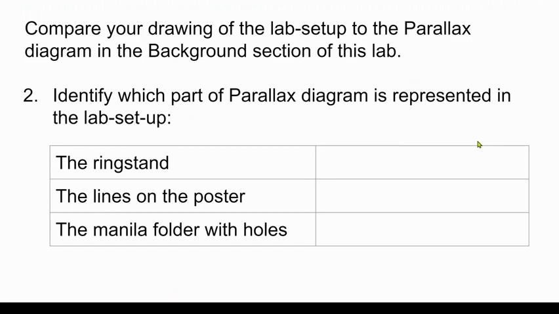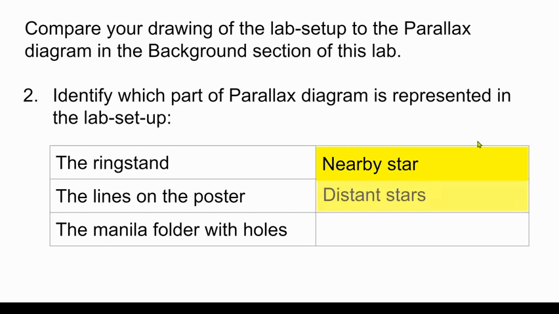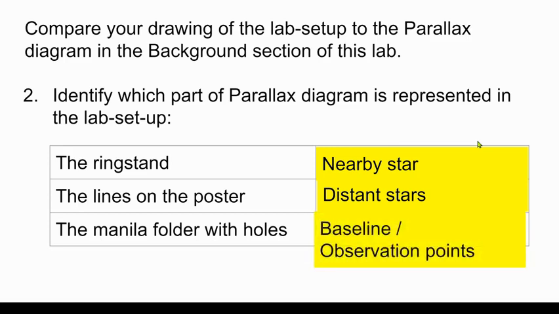The ring stand will represent the nearby star or star that you're trying to measure to. The lines on the poster will continue to represent the distant stars, and the manila folder with holes will represent your baseline or your observation points.